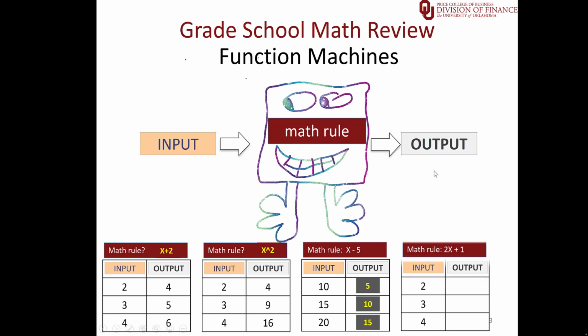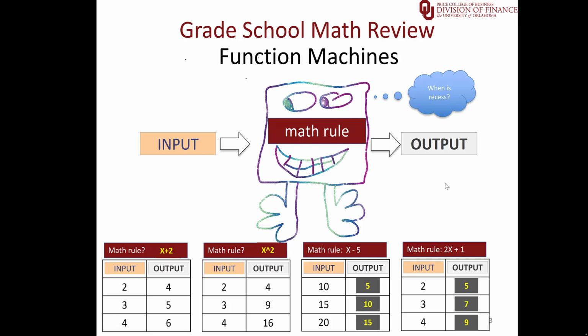Let's do it one more time. A little bit more sophisticated math rule, 2x plus 1. So 2 times 2 plus 1 is 5. 2 times 3 plus 1 is 7. And 2 times 4 plus 1 is 9. This is our framework for this video. This idea of a function machine that takes one or more inputs and produces one or more outputs.